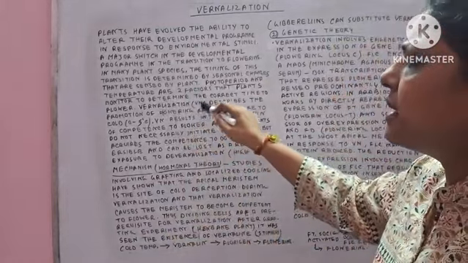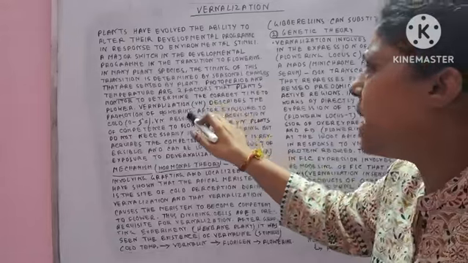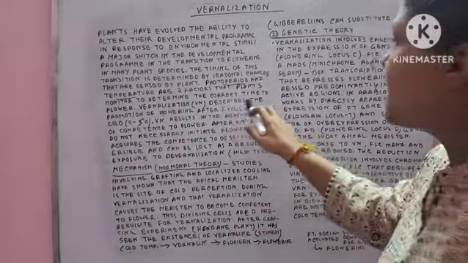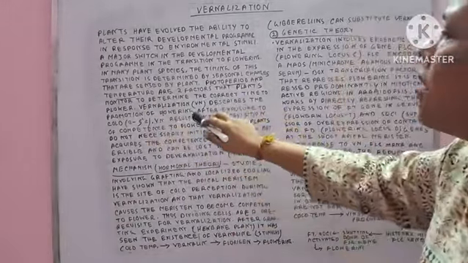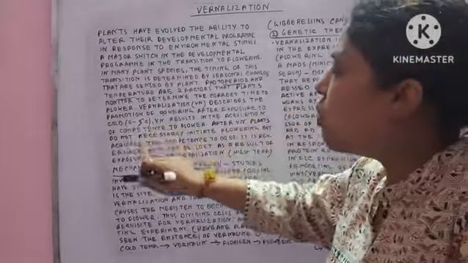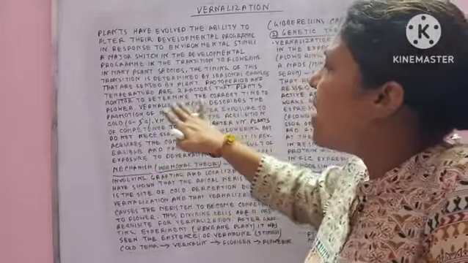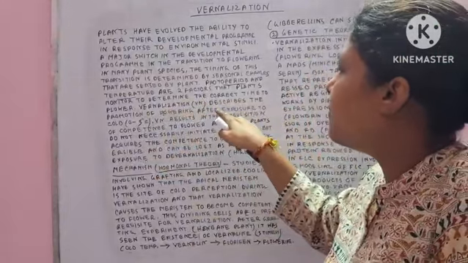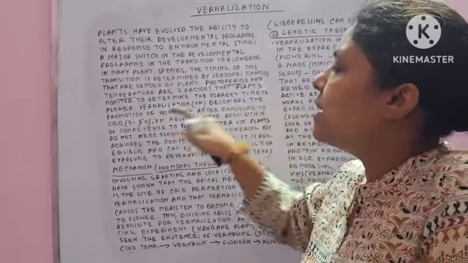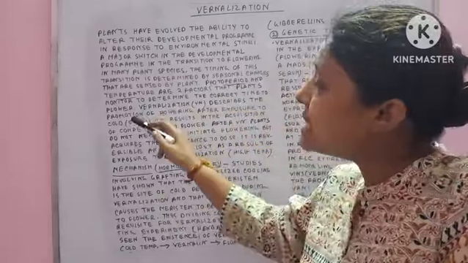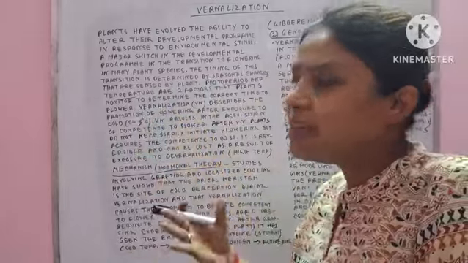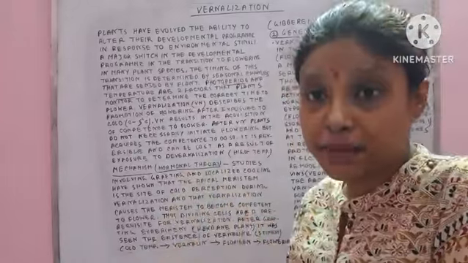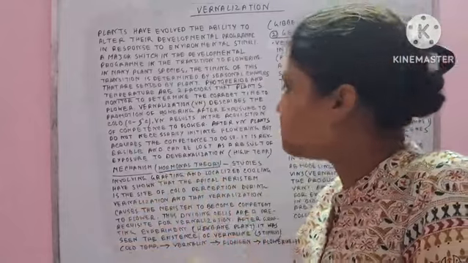Vernalization, I have written here, the short form of vernalization is VN. This describes the promotion of flowering after exposure to cold, 0 to 5 degrees Celsius. So vernalization describes the promotion of flowering after exposure to 0 to 5 degrees Celsius. That means for getting flowering, the plant needs exposure to cold temperature, that means cold condition.